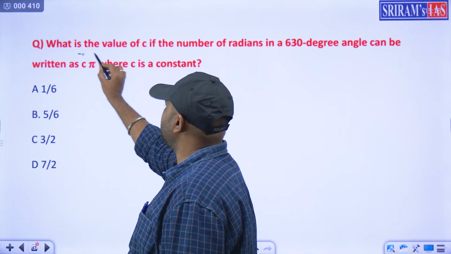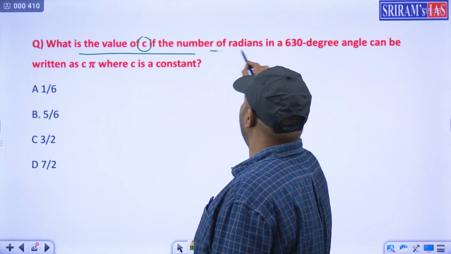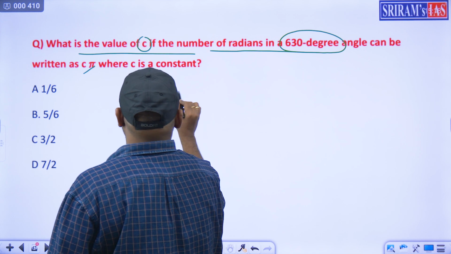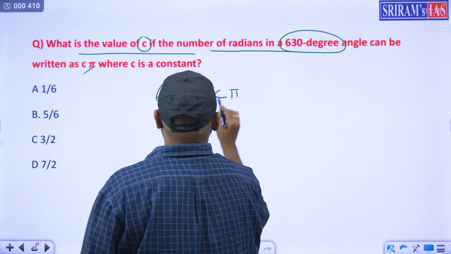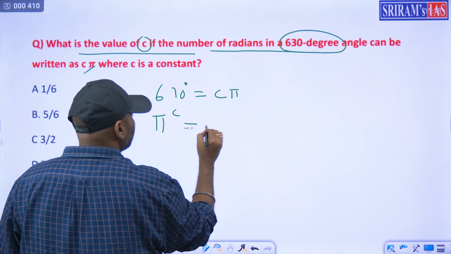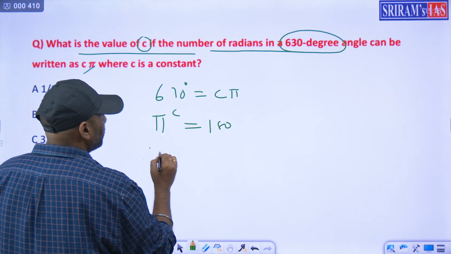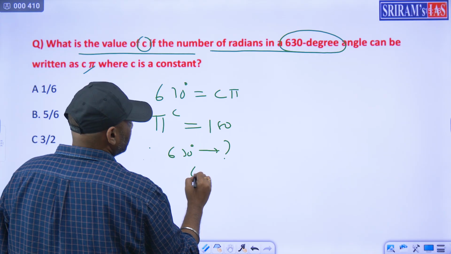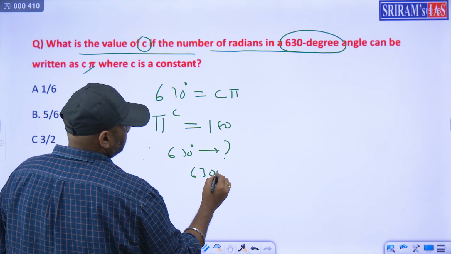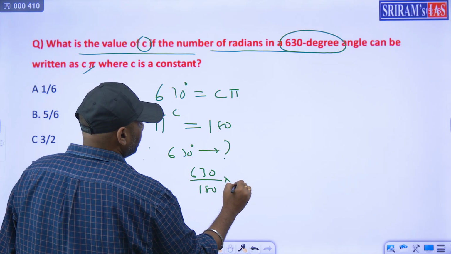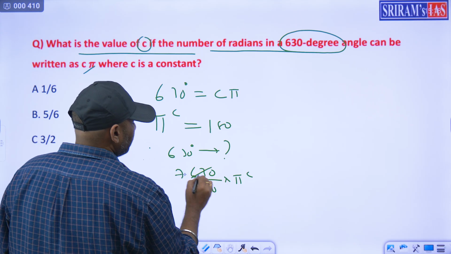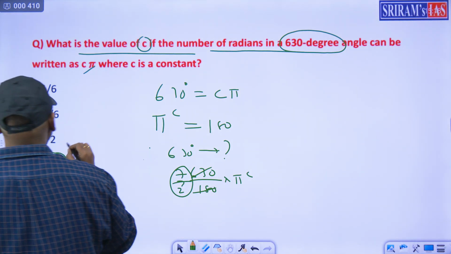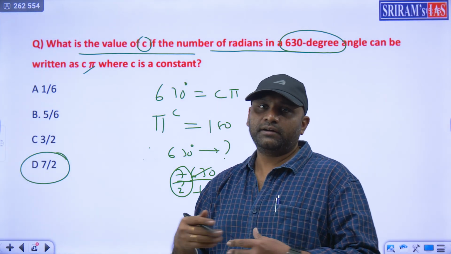The next question, what is the value of C if the number of radians in a 630 degree angle can be written as C pi? So 630 degrees is equal to C pi. We know that pi radians is nothing but 180 degrees. Therefore, 630 degrees is equal to how many radians? It's nothing but 630 by 180 into pi radians. So you know this is 7 times, this is 2 times by 90. So answer is 7 by 2. Less than 2 minutes we can solve this question and give the answer.